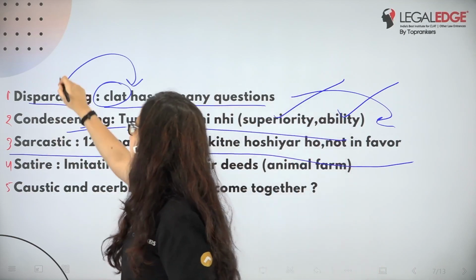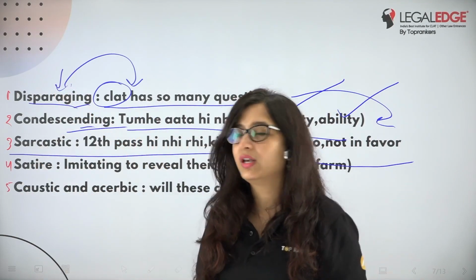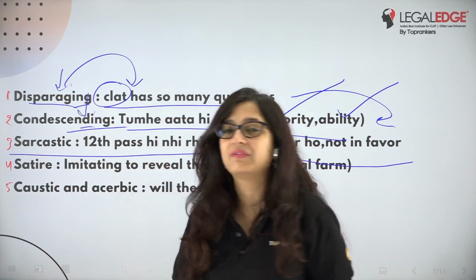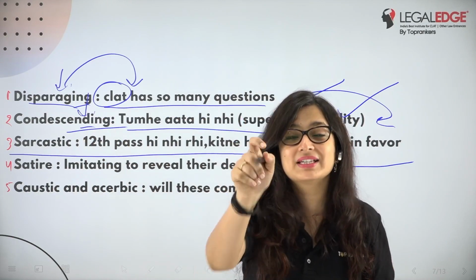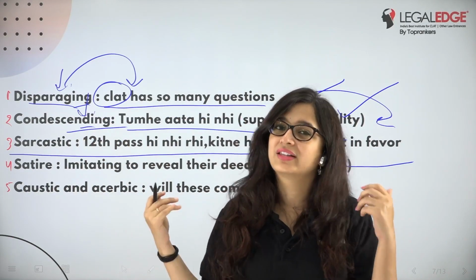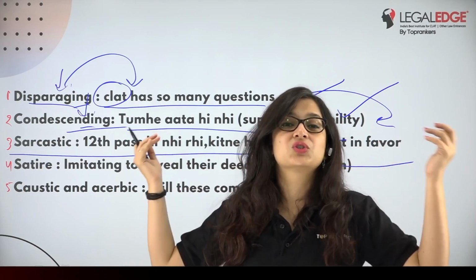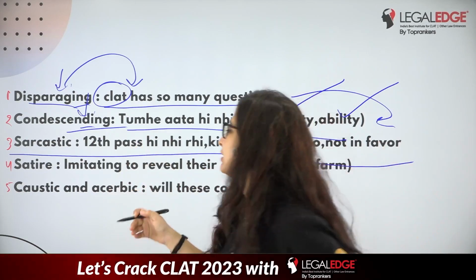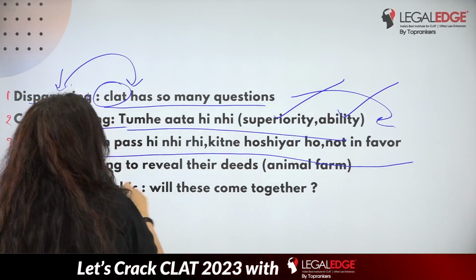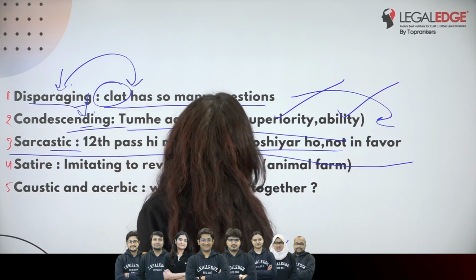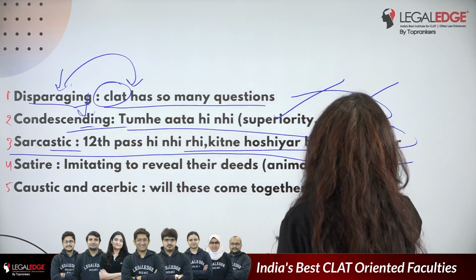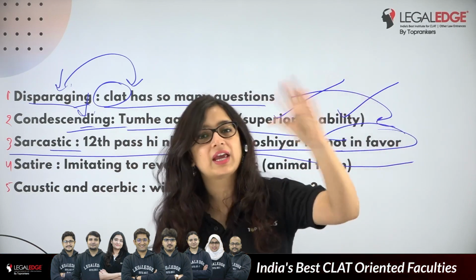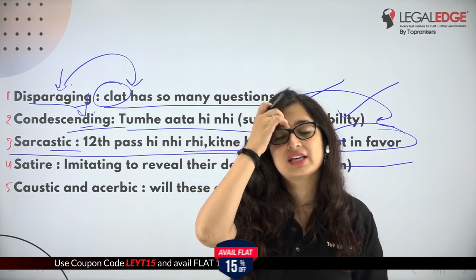पहली चीज disparaging, बुरी बातें बोलना. दूसरी चीज condescending, which is to tell you that your ability is not so strong or their ability that they are superior. They are boasting. Next is sarcastic. हाँ. Someone who is not in favor, but it's their way of telling you the same thing is very different.